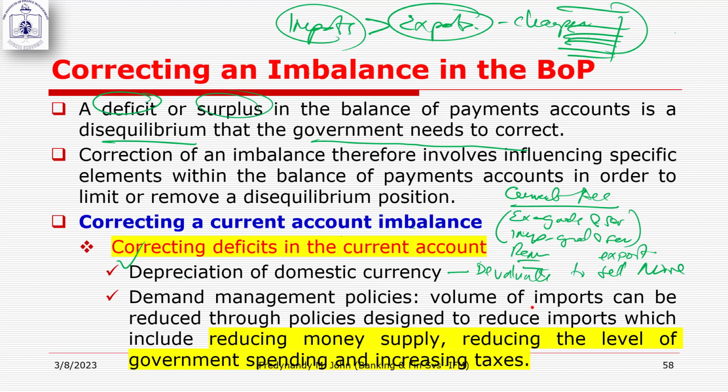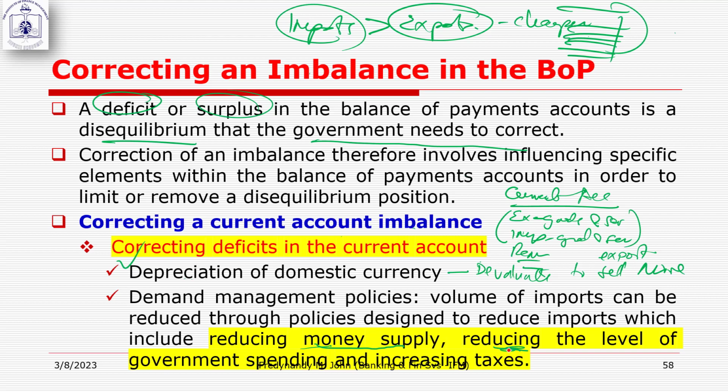That is, the volume of imports can be reduced through policies designed to reduce imports, which include reducing money supply. By reducing money supply, the residents of your country won't have a lot of funds to spend. Again, you can reduce government expenditure. This is from the fiscal policy. This one comes from the monetary policy, money supply, monetary policy.